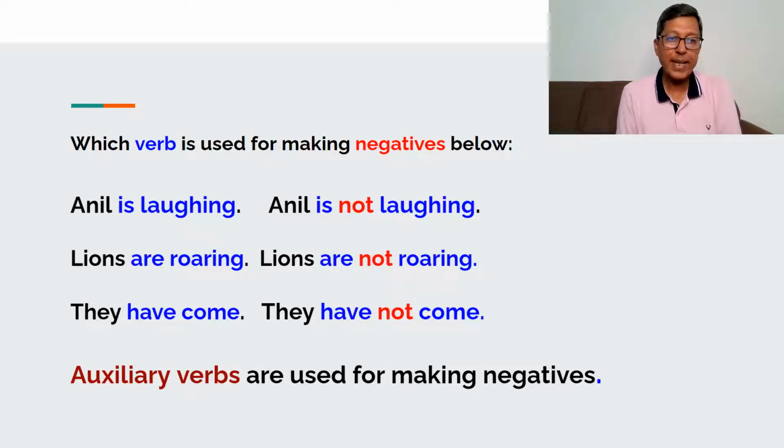The same in the second: lions are roaring, lions are not roaring. So not with are. They have come, they have not come. So the negative is being used with is or are or have, not with the main verbs laughing, roaring, or come. So the conclusion is auxiliary verbs are used for making negatives, not the main verbs.